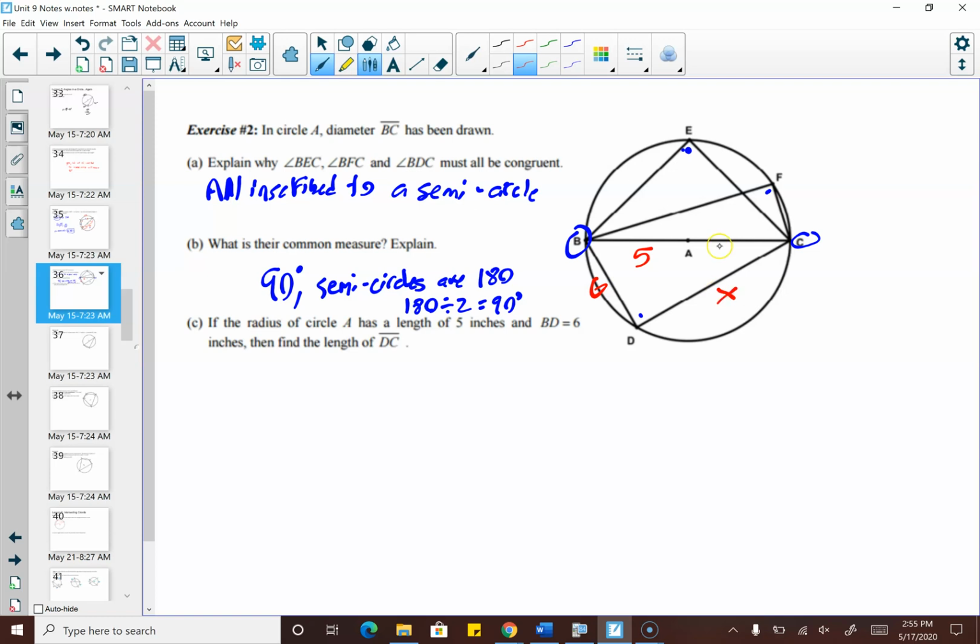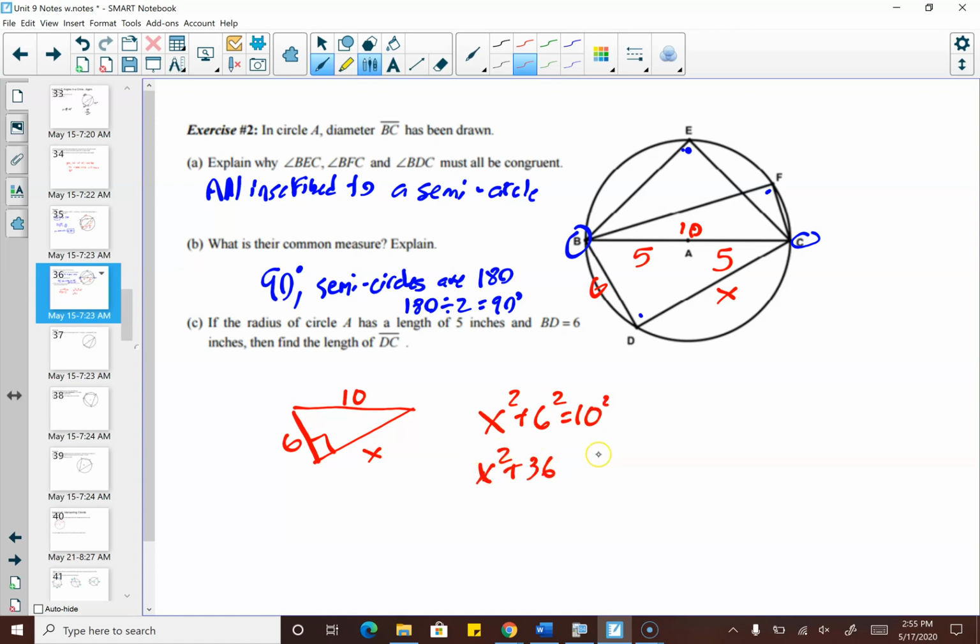So what can we do here? If we know one radius is 5, we know the other one's 5, for a total diameter of 10. And now if I just redraw this picture real quick here, we have a 6, we have an X, we have 10. We don't have any angles or arcs, so what we're going to do is Pythagorean theorem. So x squared plus 6 squared equals 10 squared.